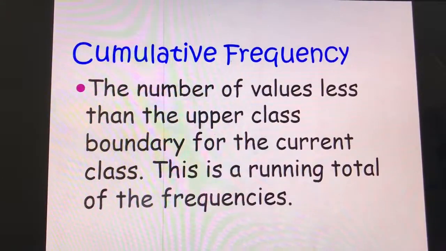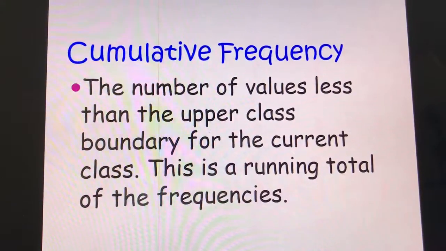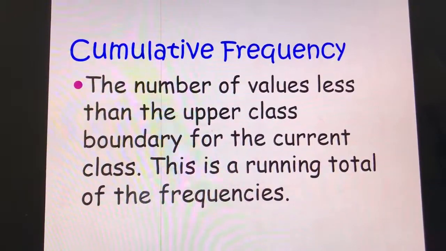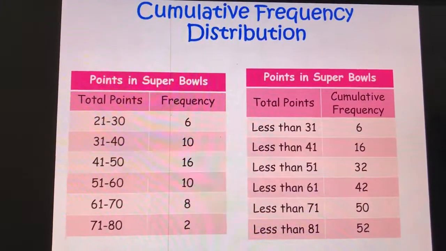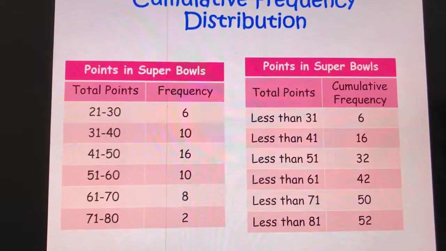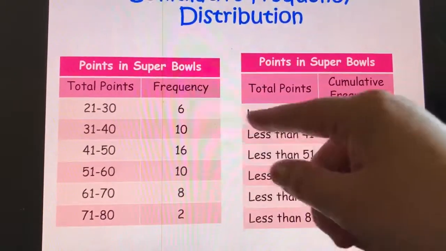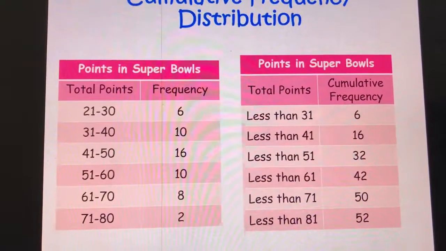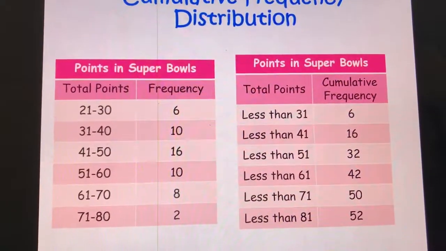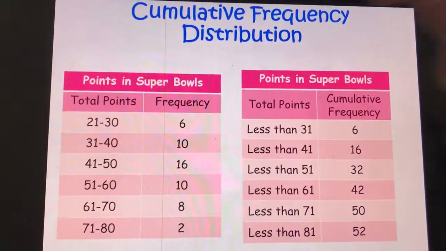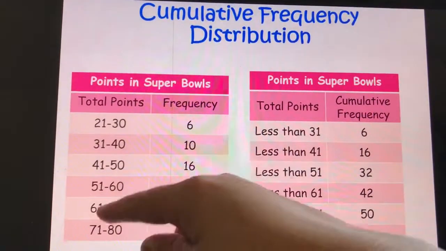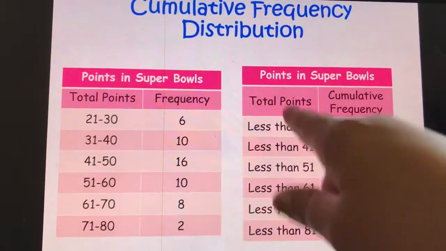Cumulative frequency is the number of values less than the upper class boundary for the current class. It's a running total of frequencies. I've seen this different ways. It says the upper class boundary, so technically you should say less than 30.5. Use the boundaries on this, but it makes more sense usually if you use the next class's lower class limit, so less than 31.